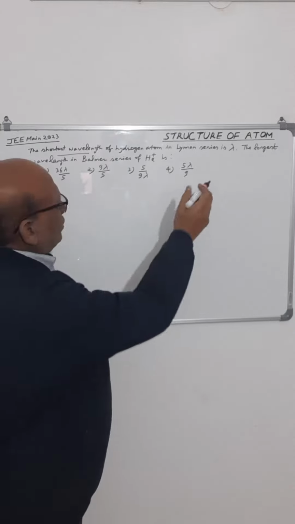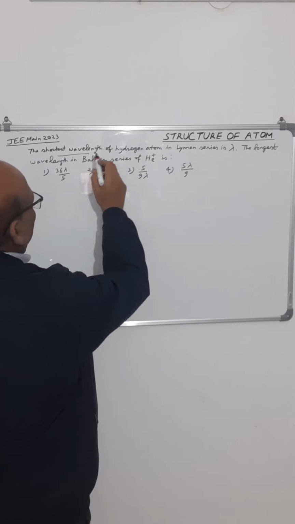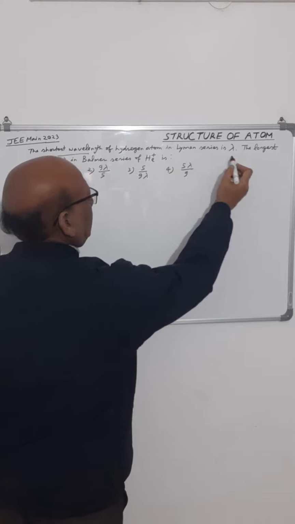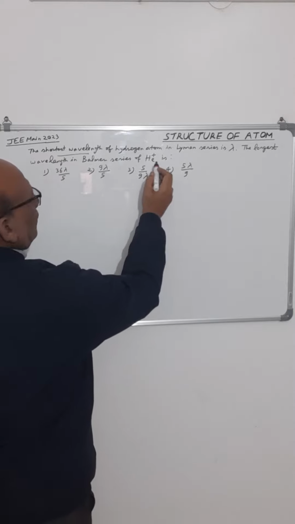This question related to structure of atom was asked in JEE in 2023. The shortest wavelength of hydrogen atom in Lyman series is lambda. The longest wavelength in Balmer series of He+ is?